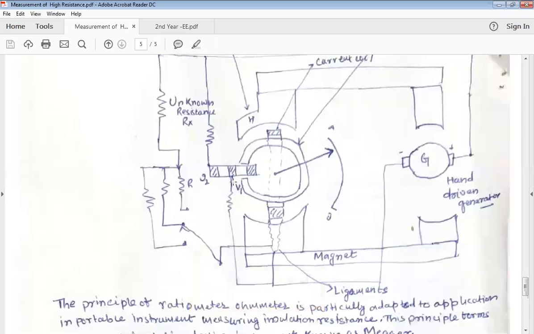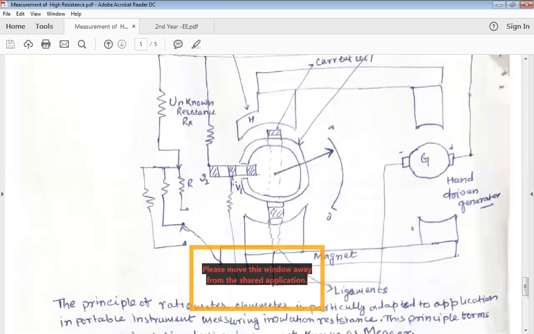Sir, ammeter voltmeter method, and substitution method. And the most popular method is Wheatstone bridge. Sir, Wheatstone. Yes, sir, Wheatstone.